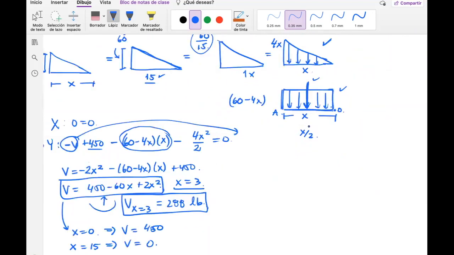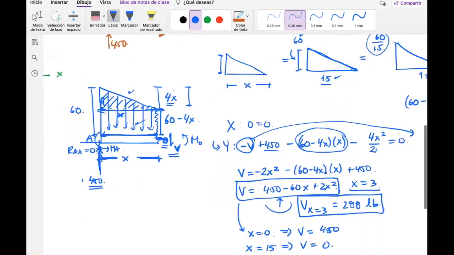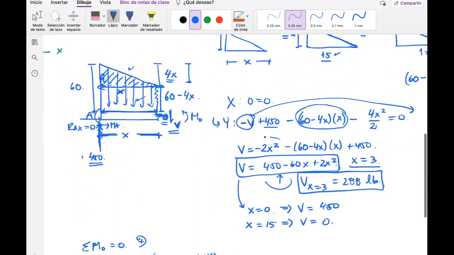So this distance over here is x divided by 2. Okay, that's kind of the idea. This one will produce a bending moment with this sign. I'm going to do the same thing with the triangle. I already have it here for the triangle.